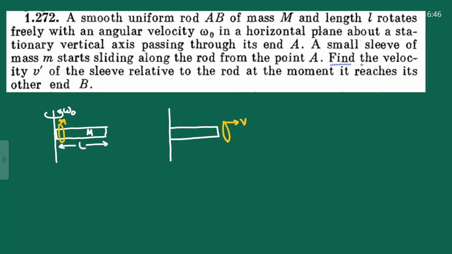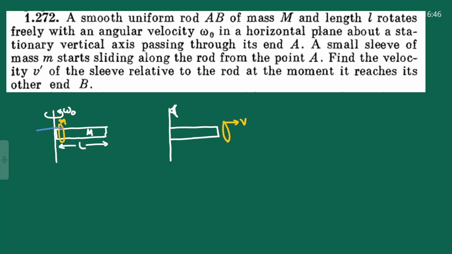Okay. Let's read the question. Find the velocity v dash of the sleeve relative to the rod at the moment it reaches the other end B. That means we have to take our rotating frame of reference, this frame of reference of the rod. That means the ring moves from this position to this position due to centrifugal force. See, out here, what are the forces acting on this ring? The forces acting on this ring are normal contact forces.